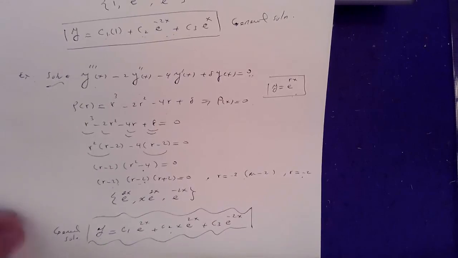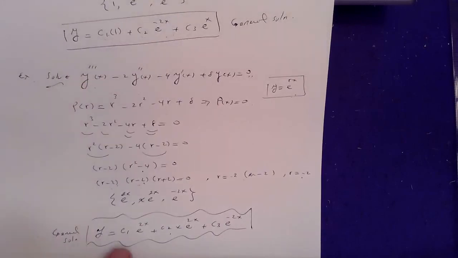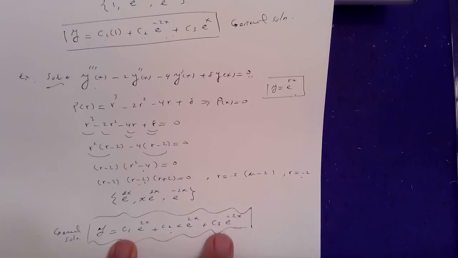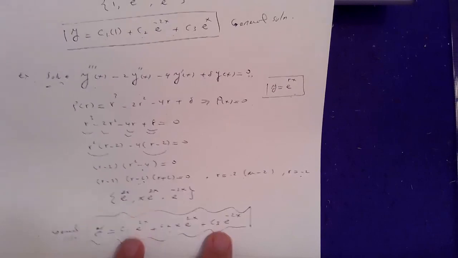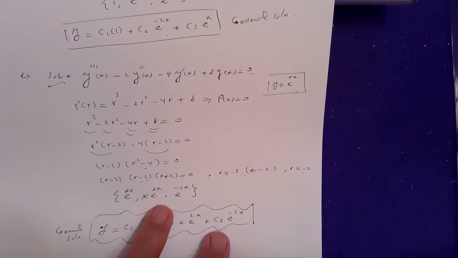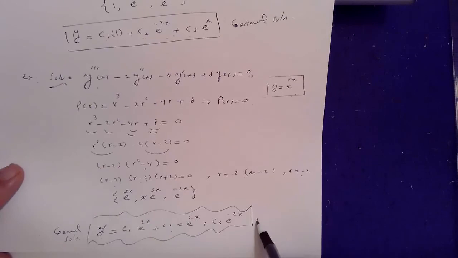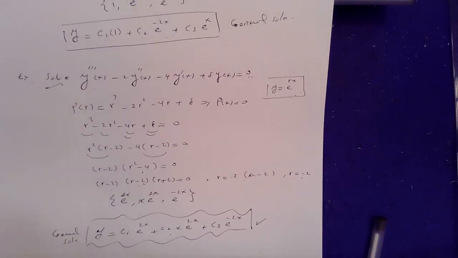Once again, notice it was a 3rd order differential equation. And notice I have 3 linearly independent constants, as well as 3 linearly independent functions. In other words, I can combine the c's, and I can combine these functions. So this is the final answer for this 3rd order linear homogeneous differential equation with constant coefficients. Thank you.